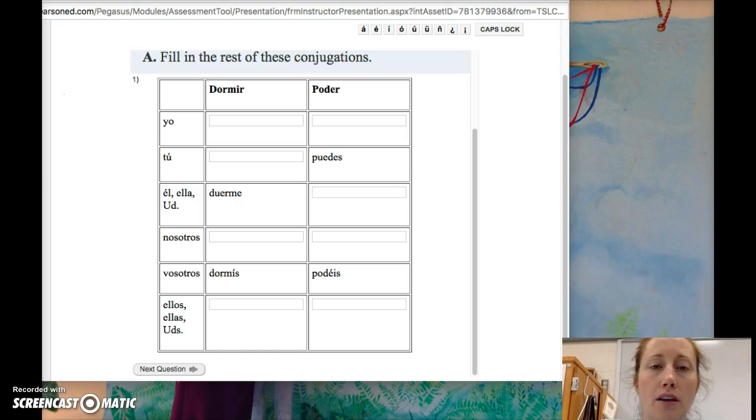Okay. Now notice with number 1, we have at least 5 blanks to fill in. Let's take a look. We have dormir has 1, 2, 3, and 4. Poder, 1, 2, 3, y 4. So in total, tenemos 8. Okay, so if you want to set it up just like they have here, let's do it. We have dormir and we have poder.